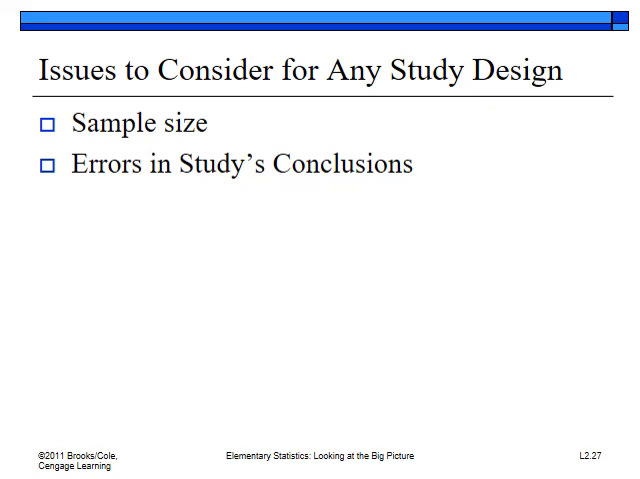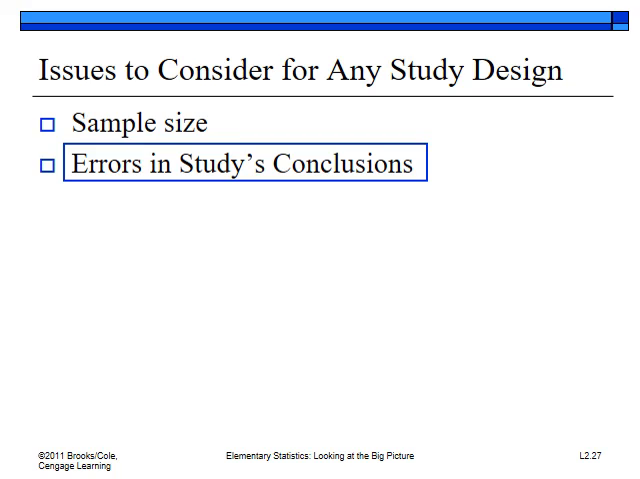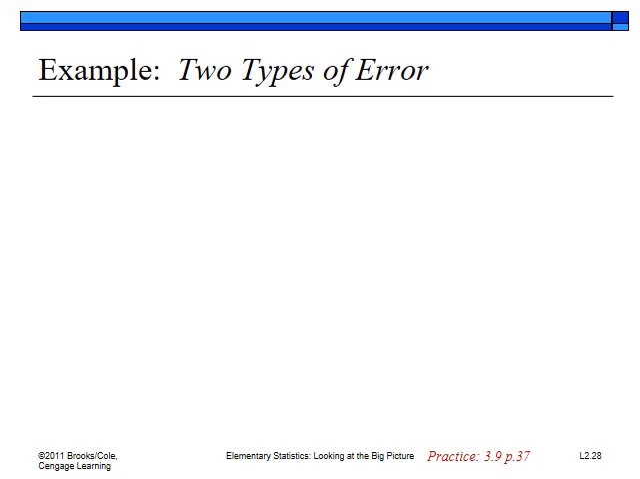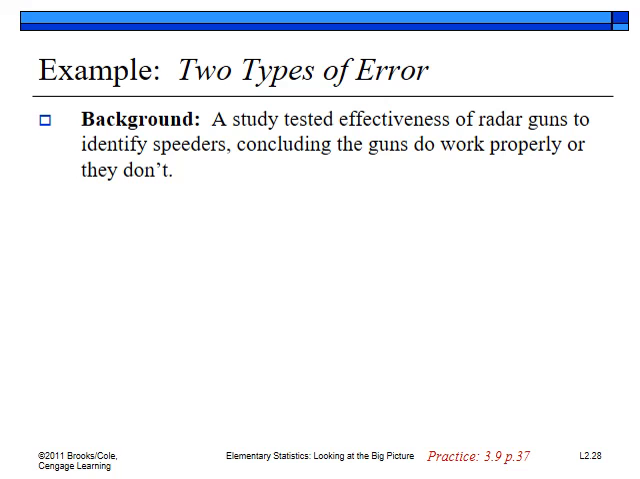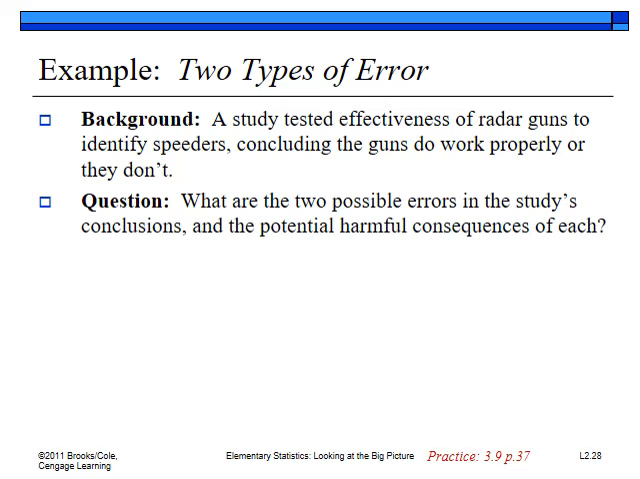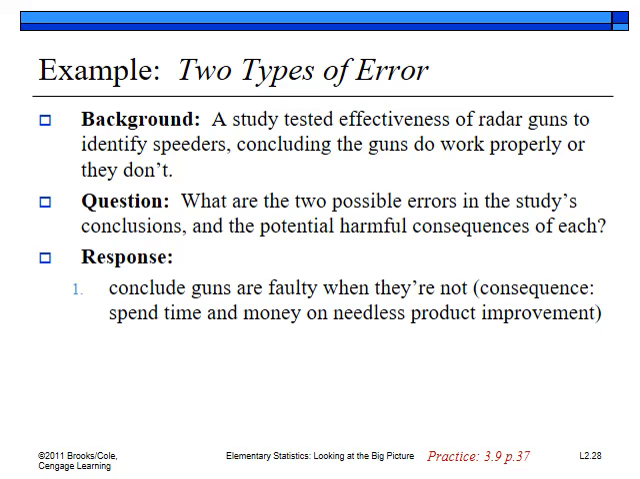Now that we talked about sample size, let's talk about errors and conclusions. Let's look at an example investigating the two types of errors. Let's imagine a study in which radar guns are being tested to see if they work. What types of errors could we make here? Broadly speaking, there are two types of errors in general that we're going to see: false positives and false negatives. In this case, what would a false negative look like? A false negative would say that the guns don't work, when in fact they do work.